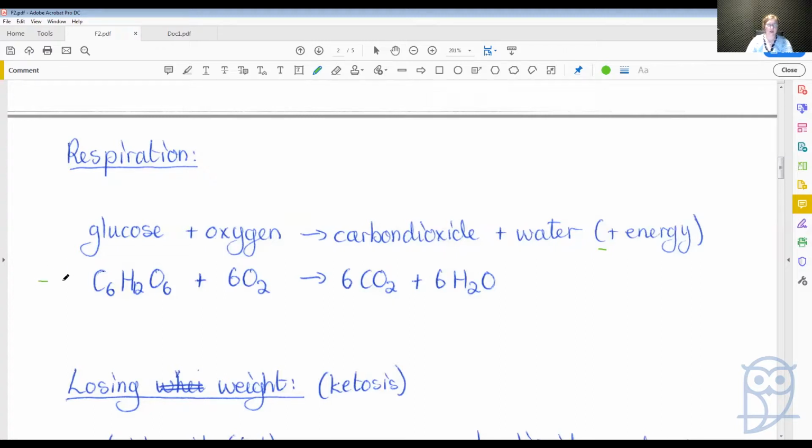So you guys don't need to know these bits. You don't need to know them. I'm putting them here so that you can see what happens. So glucose is a bunch of carbons, a bunch of hydrogens, and a bunch of oxygens. C6H12O6 combines with oxygen to give us carbon dioxide and water.